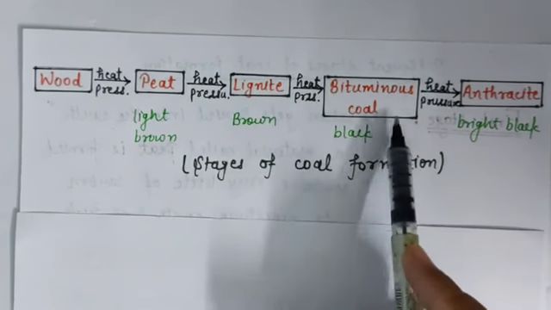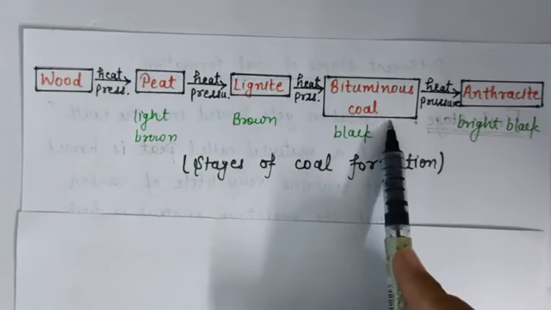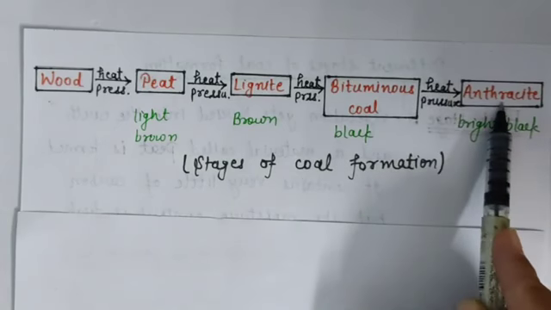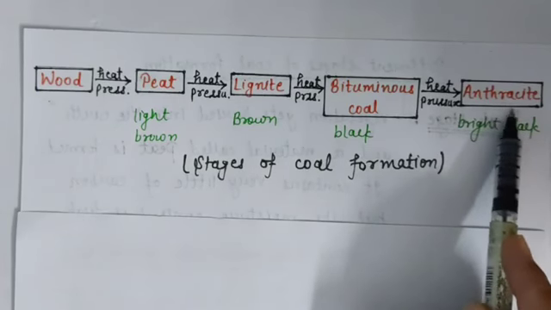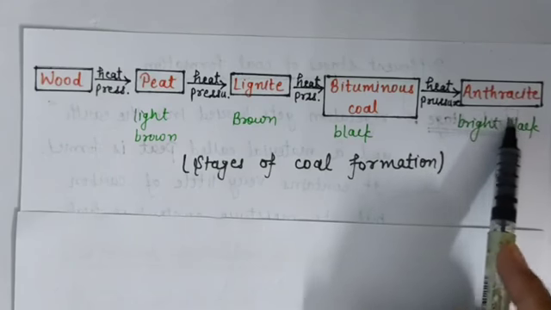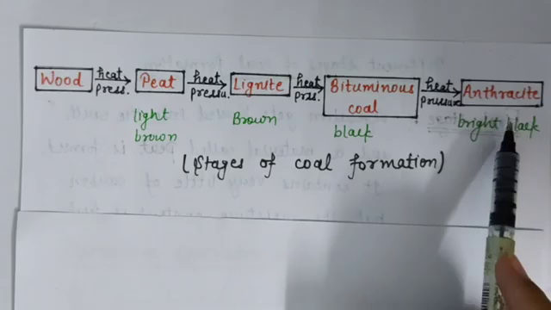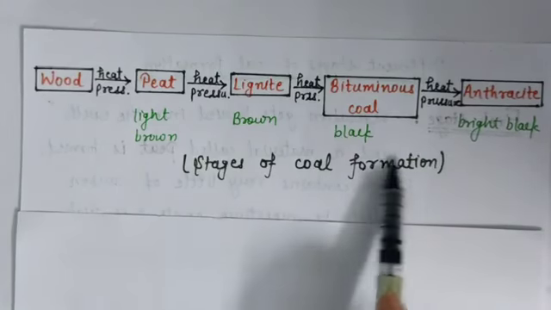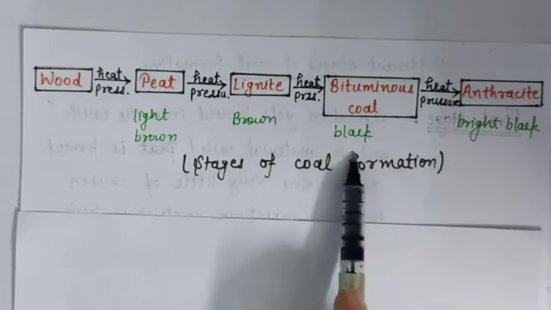And when bituminous coal remains in the earth for a long time, then due to heat and extreme pressure, anthracite coal is formed. This is the purest form of coal, and it contains about 94 to 98% carbon. So this is the flowchart for the stages of coal formation.